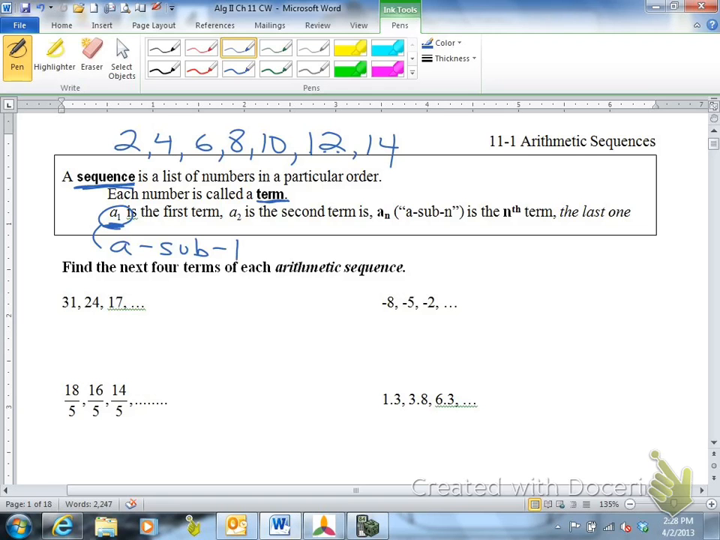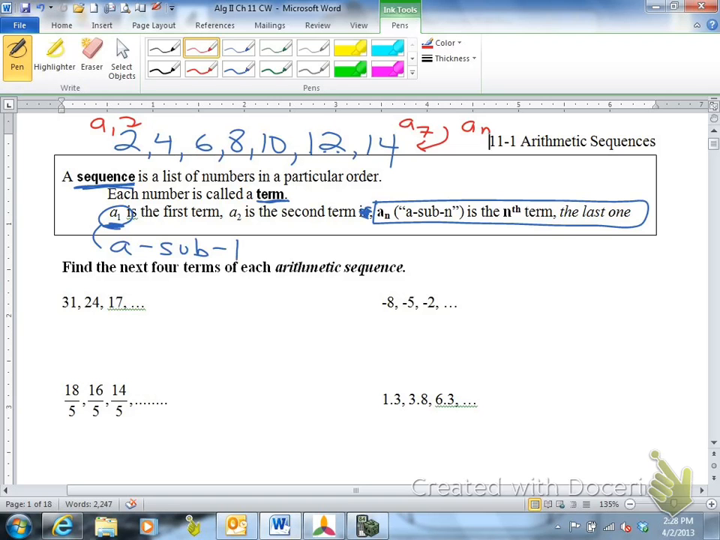A sub 2 is the second term. And A sub n is the nth term or the last term. So with this sequence, you would have A sub 1 is the first term, A sub 2 is 4, and all the way down to A sub 7, the seventh term, or you could also state it as A sub n, is 14. So this is just getting used to notation.